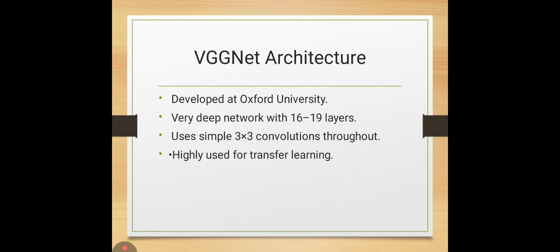Next is the VGGNet architecture. VGGNet architecture was developed by Oxford University. It uses a very deep architecture, that is 16 to 19 layers, with simple 3x3 convolutional filters. VGGNet is widely used for transfer learning.